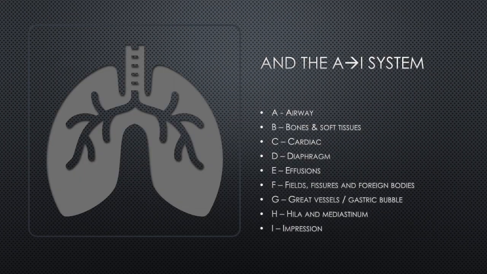And the next one was basically a different type of A to E or A to I system, looking at the airways, the bones, soft tissues, cardiac again, diaphragm, seeing if there's any flattening of it, looking for any effusions, and then you move on to the fields, see if the fields have any fluid in them. Often you'll find children will have foreign bodies, for example, swallowing of little toys. And then you look at the great vessels and the gastric bubble, hilar, mediastinum, and eventually come to an impression of what you think is going on.